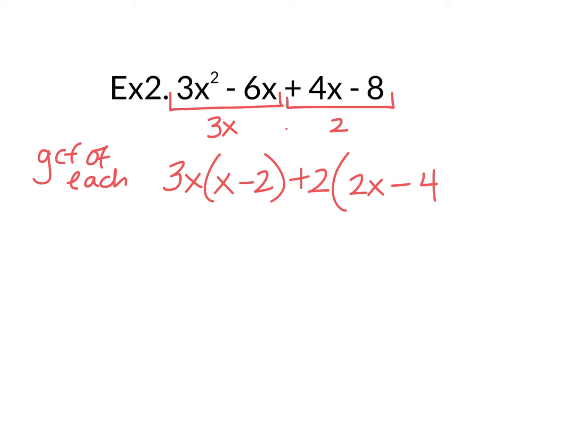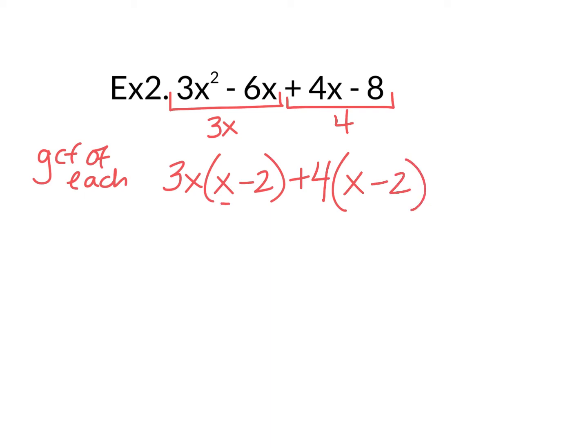Now, I just noticed that I made a mistake. And the way I know is because I know that these inside parentheses are supposed to match, and they don't. So hopefully you caught the mistake already and didn't get yourself too confused. The 2 was not the greatest common factor. The greatest common factor of 4x and negative 8 is actually 4. So if I take a 4 out, let me see if that divides better. X minus 2, it does, okay?